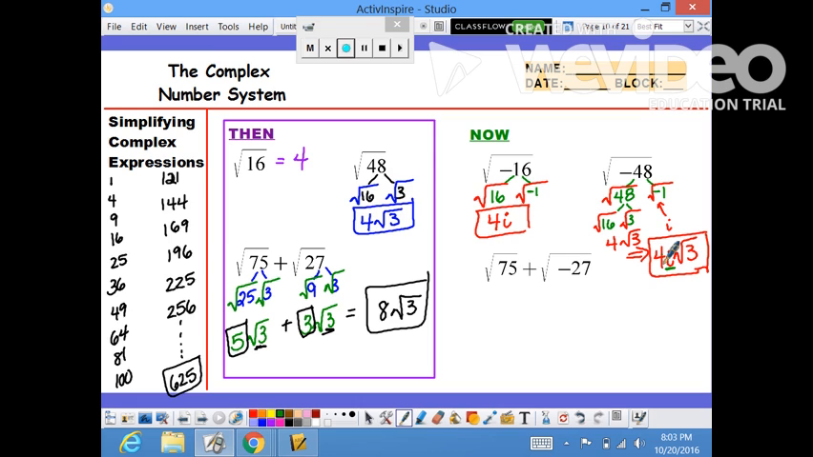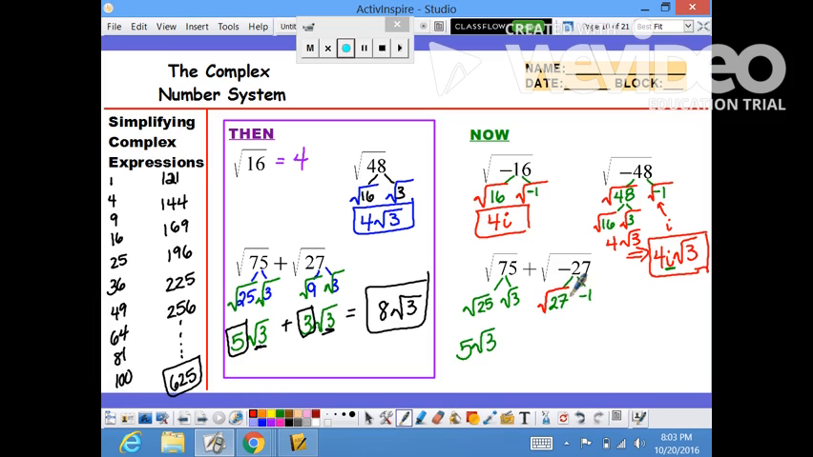Here we go again. The square root of 75. We said the square root of 75 gave us the square root of 25 times the square root of 3, so that was 5 times the square root of 3. And if we break down this negative 27, that gives us 27 times negative 1.